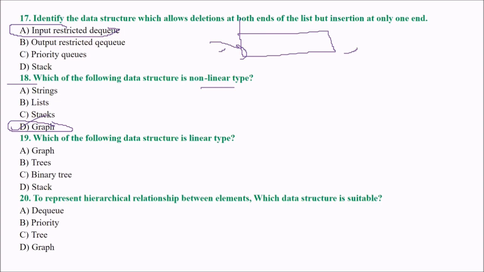Can you answer linear type? In these three, graph, trees and binary tree, they all are non-linear. So the answer would be D, stack. Next is to represent hierarchical relationship between elements.